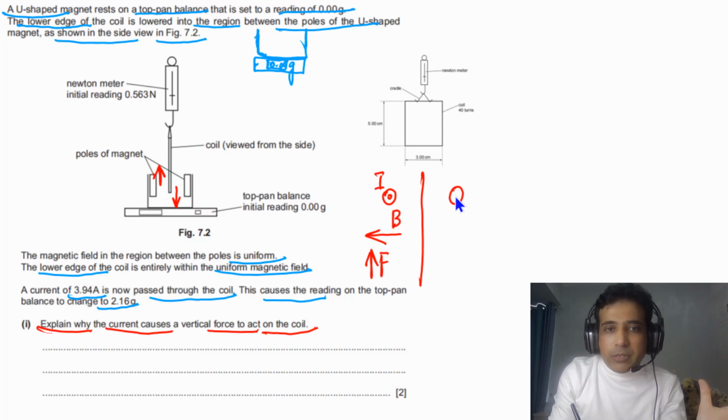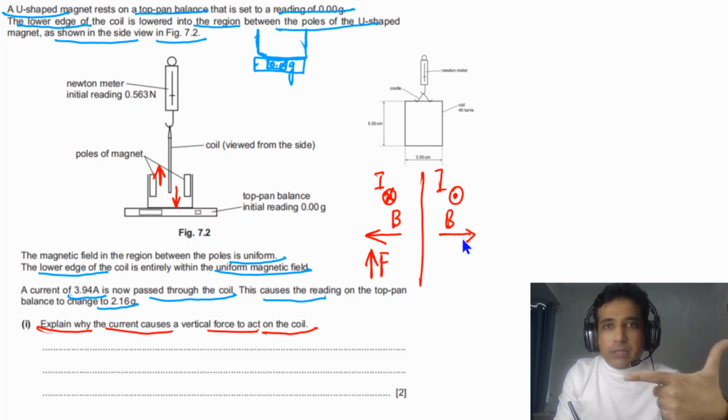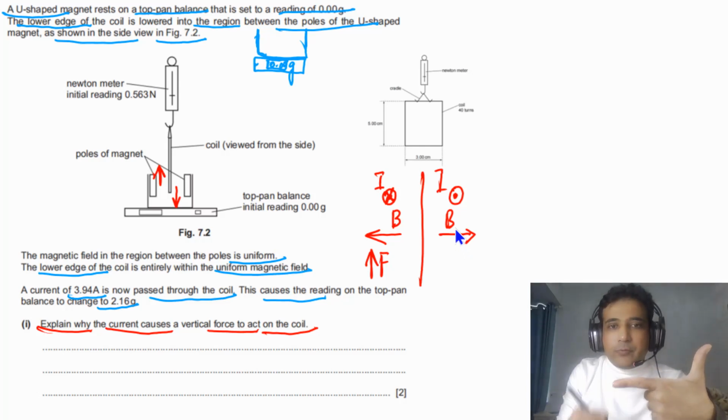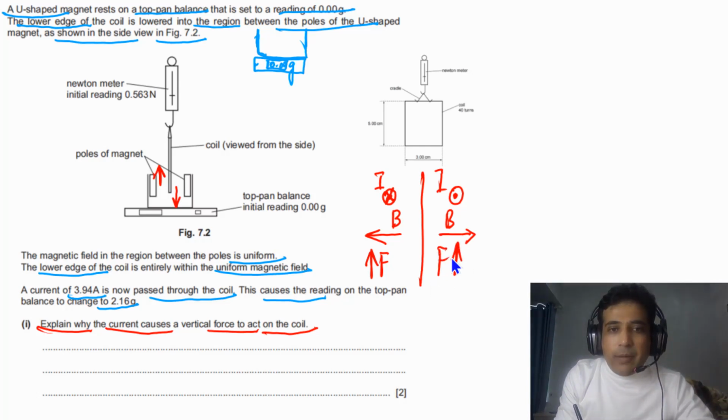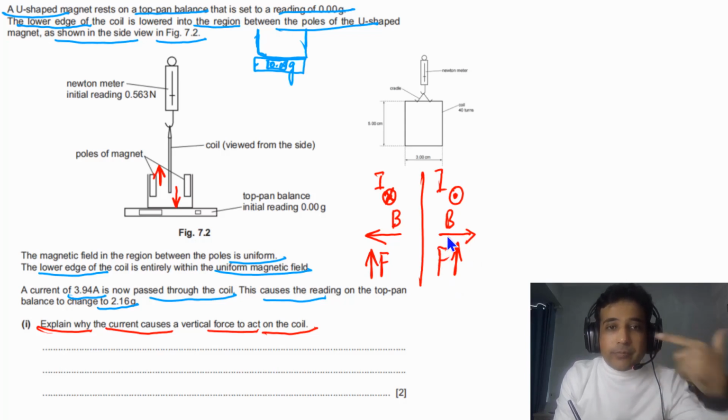The second possibility: if the current is out of the page, then the magnetic field can be from left to right. So as you can see here, the magnetic field is from left to right. In this case, the force is also up. So we can simply say, as the current is perpendicular to the field, it means there is a force on the wire, and the force on the wire is perpendicular to the magnetic field and current. Simply Fleming's left-hand rule.